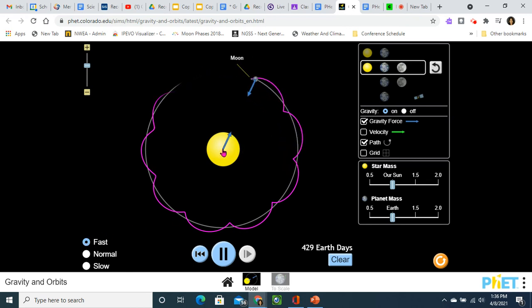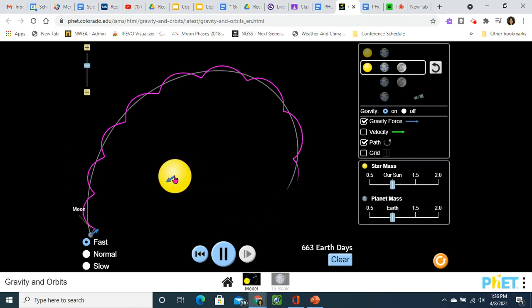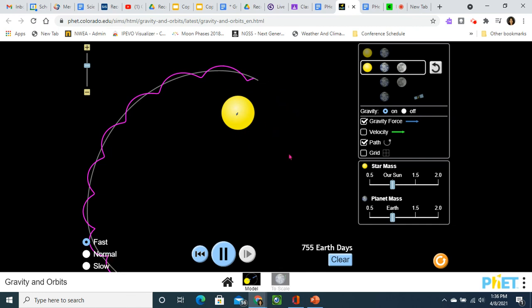Now, if we move the sun, let's say we move it away from it, will that change the pattern? Yeah, it will. Move it closer, far away, what will happen? So just kind of mess with it.